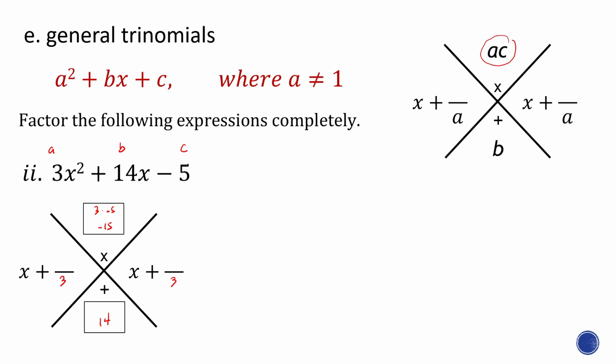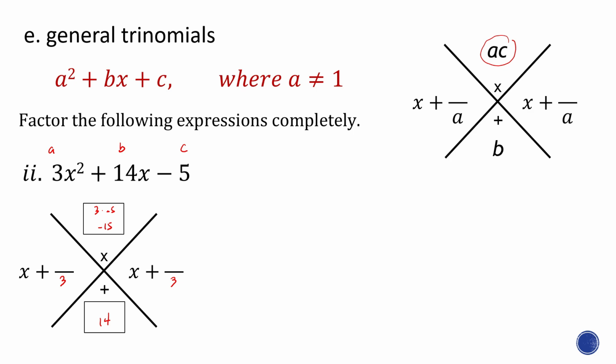Now, since it's negative 15, that means we're looking for 2 numbers that have different signs. And the sign of the higher number should be what? That is correct. The sign of the higher number should be the same as the sign of the b, which is positive. All right?